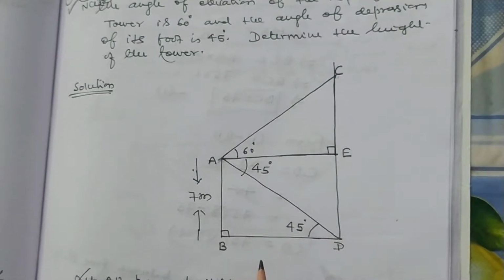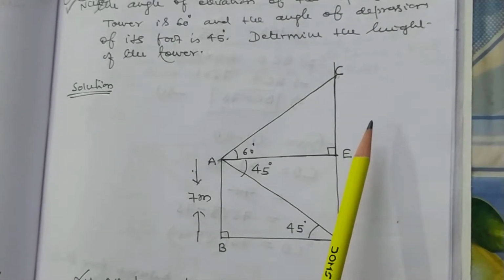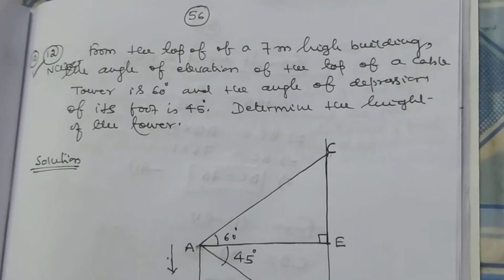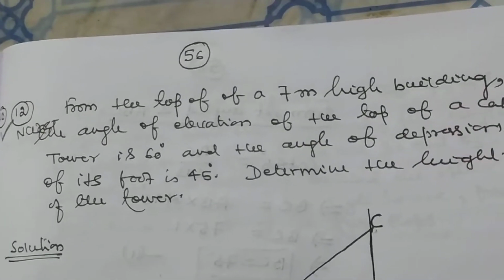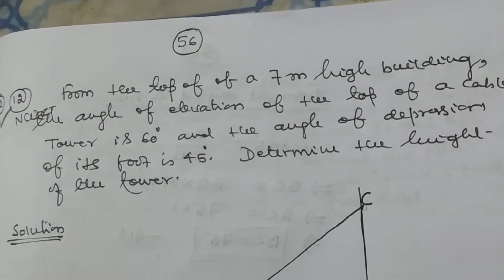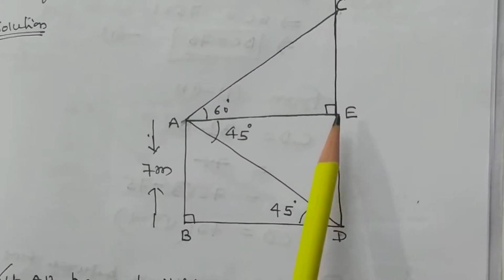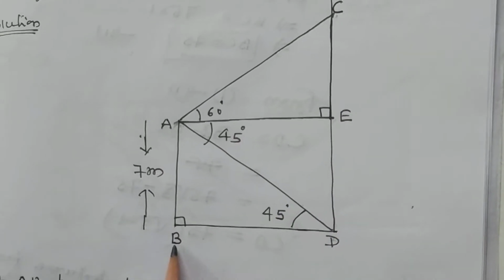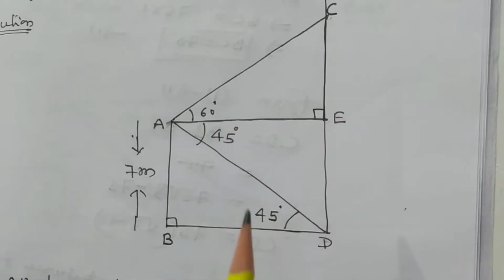This is given, 45 degree. Now we have to determine the height of the tower. So we want to find C. अब हमको C निकालना है. And D is given because ABD is a rectangle.